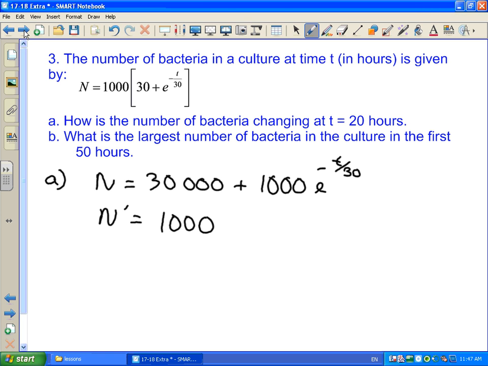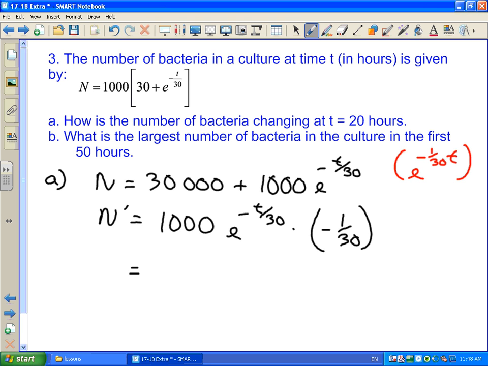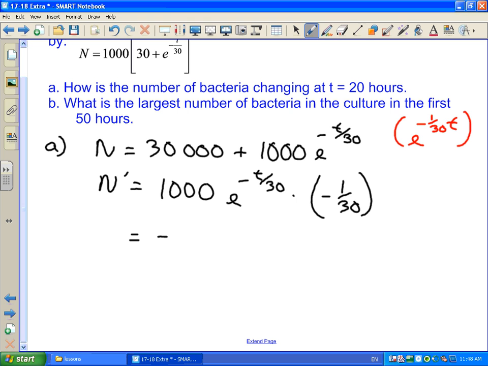And so we're going to have 1,000 times the derivative of e to the negative t to the 1 over 30. We want to think about that as e to the negative 1 over 30 times t. So we're taking the derivative of an exponential function, base e, so we're going to have our original function times the derivative of that expression that's up in the exponent. The derivative of negative 1 over 30 t is just negative 1 over 30. So we multiply this out and we get negative, say, 1,000 divided by 30 gives us 33.3, and so on, e to the minus t over 30. And there's our derivative.